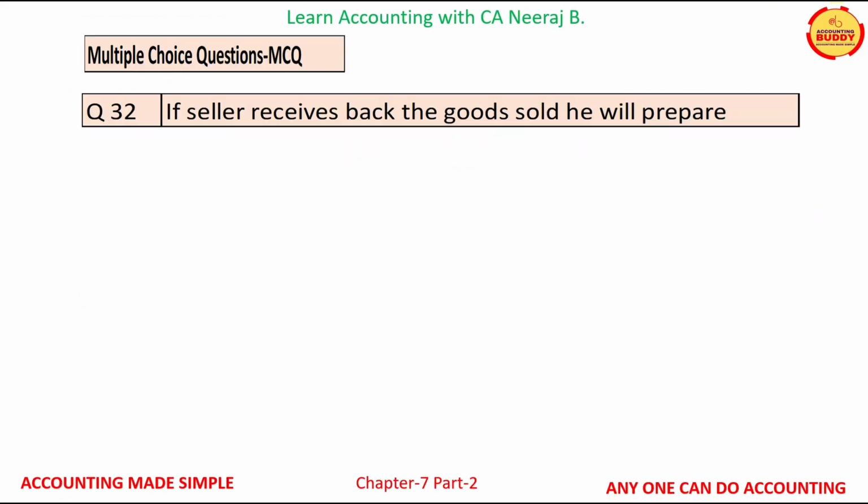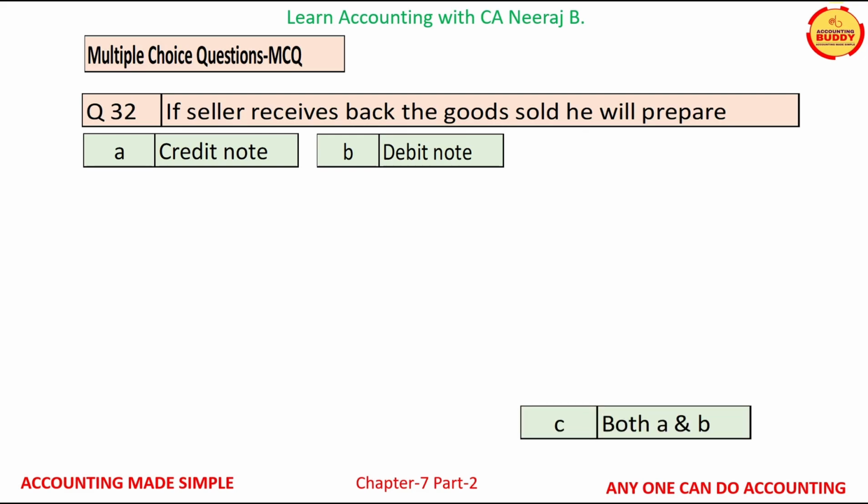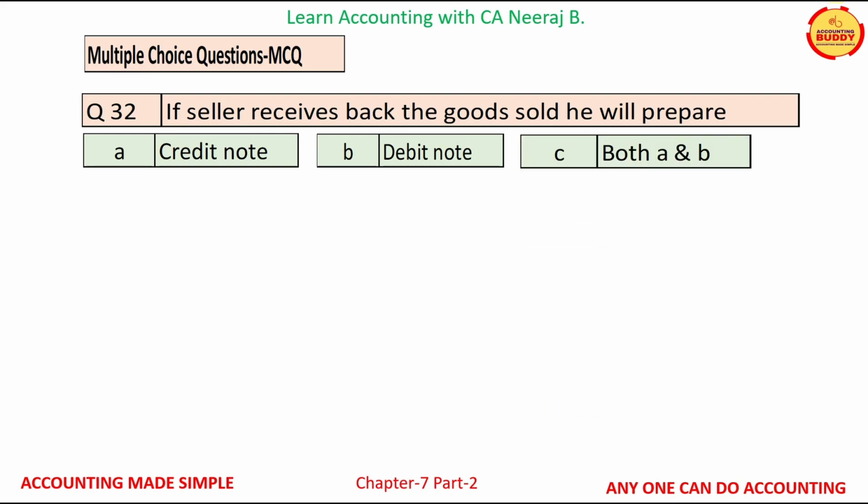Question number 32 on your screens is, if seller receives back the goods sold, he will prepare. The options available are option A credit note, option B debit note, option C both A and B, and option D none of these. And the correct answer is option A credit note. If seller receives back the goods sold, he will prepare a credit note.